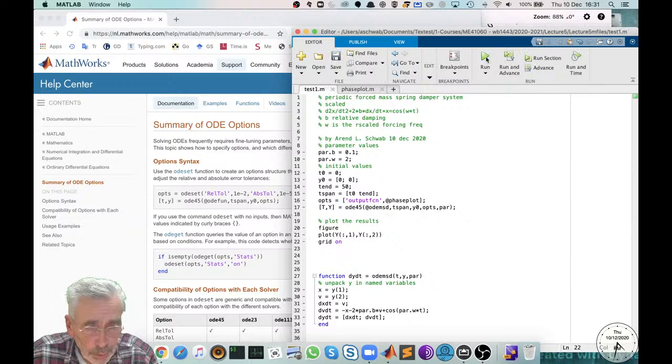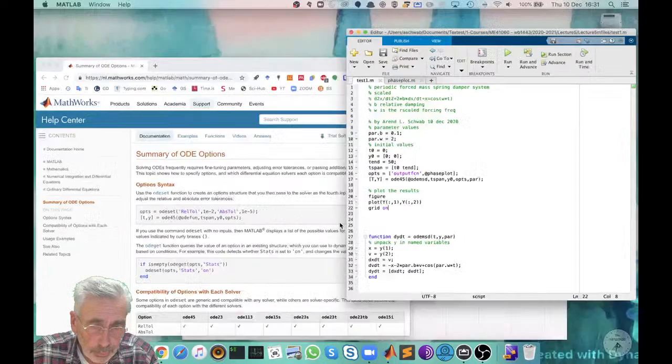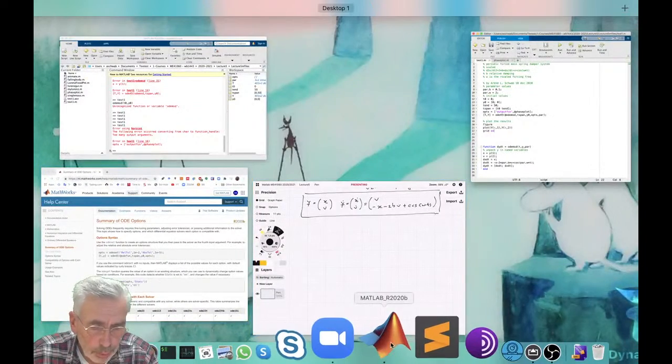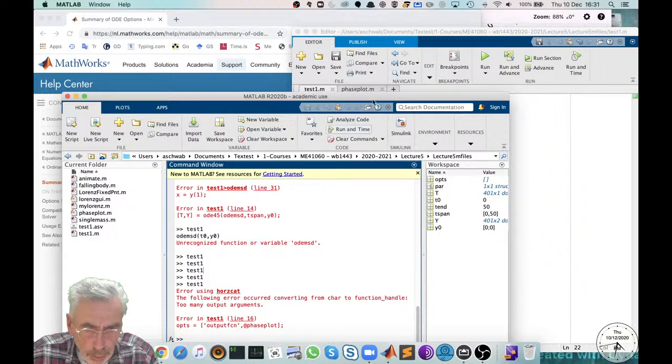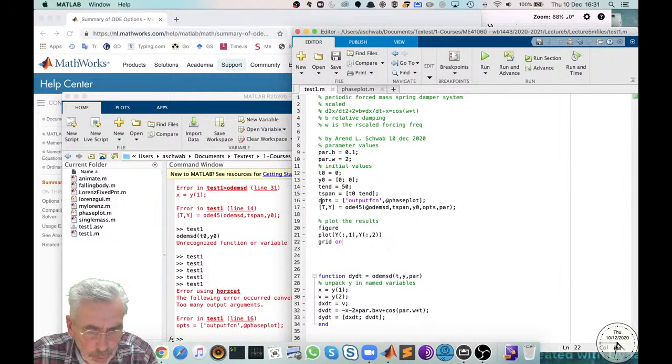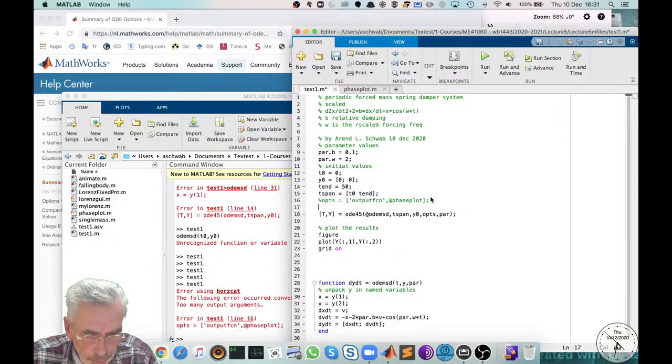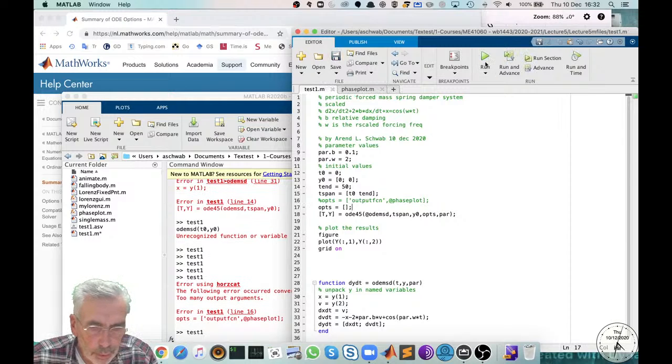Let's run that. Is something happening? Yes or no? What is happening? Oh yeah, output function. Sorry, I was a little bit too quick. Let's do it for now with ops empty. The output will come in a second. I will just first show the phase plot.